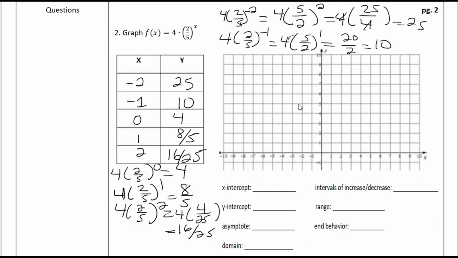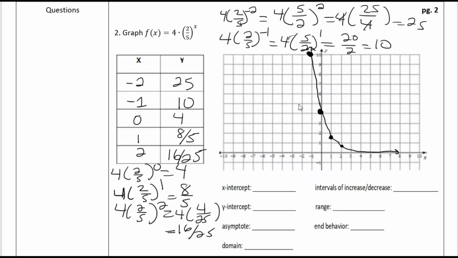So now we can go ahead and plug these numbers in. x is -2, y is all the way at 25. I'm not even going to bother to graph that because it's too high. Now let's do -1 and 10. That's all the way over here. 0 to 4. 1 and 8/5. 8/5 is between 1 and 2. And then 2 and 16/25, that's less than 1. All right, so you can kind of tell the graph is trying to approach this here, and it is increasing on the left side.